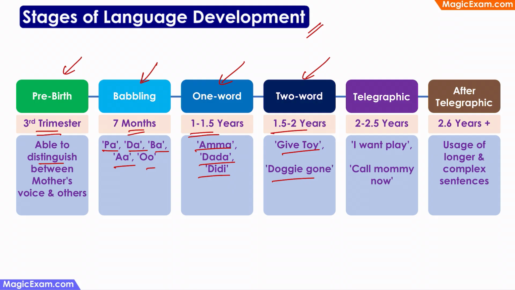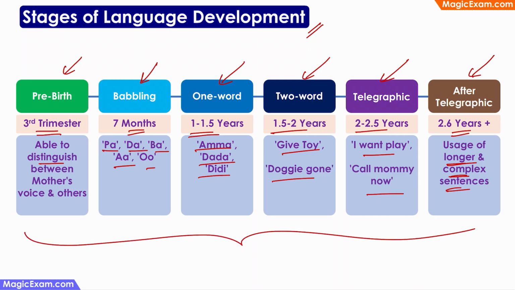And between 2 to 2.5 years, they start using telegraphic speech. Here, they are using sentences which might not be grammatically correct, but they convey some meaning. For example, I want play, call mommy now. Right? And 2.6 years and higher, this is called the after telegraphic phase. Here, children are using longer and much more complex sentences. So these are the stages of language development in children.